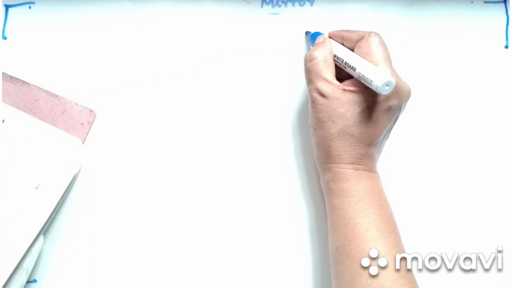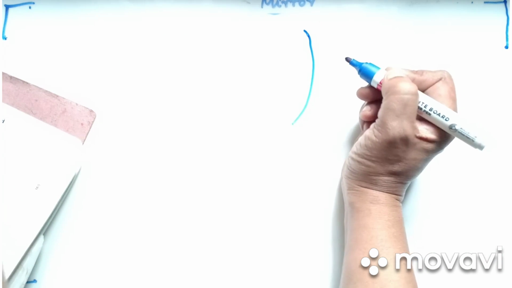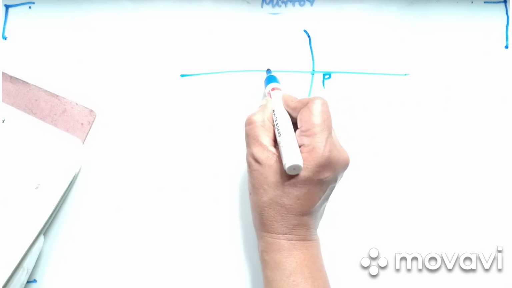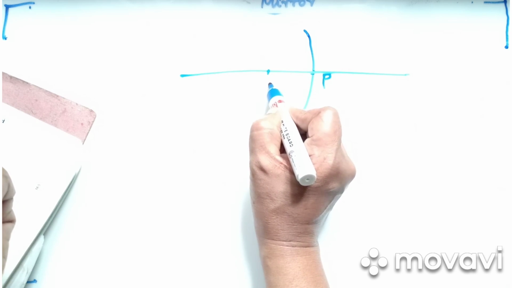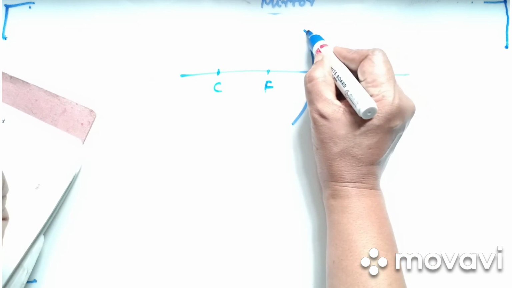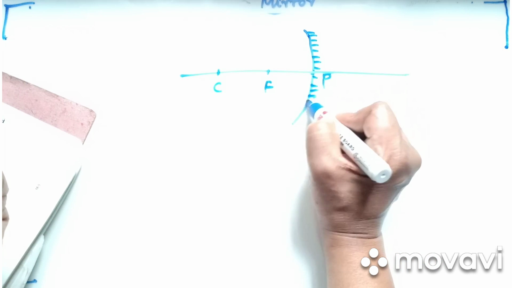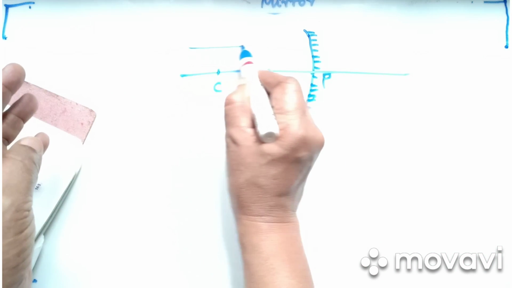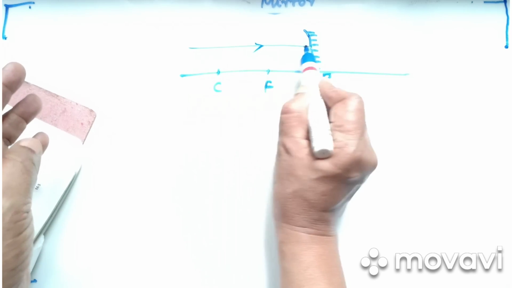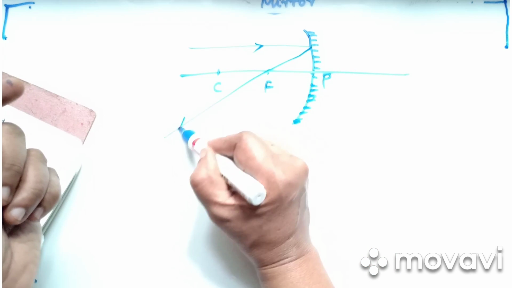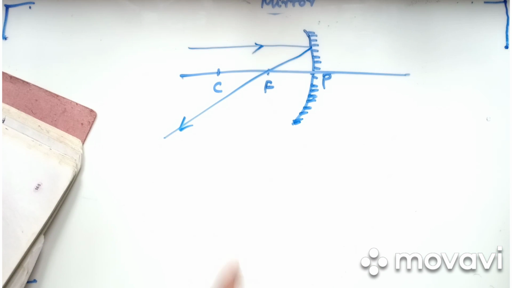Okay, that means suppose this is your concave mirror. So the first type of ray, that is what we are going to study, the first type of ray which you have to draw to get the image. So this is your focus and this is your center of curvature. This is a concave mirror. Any ray which is incident parallel to the principal axis, after reflection will pass through the focus.